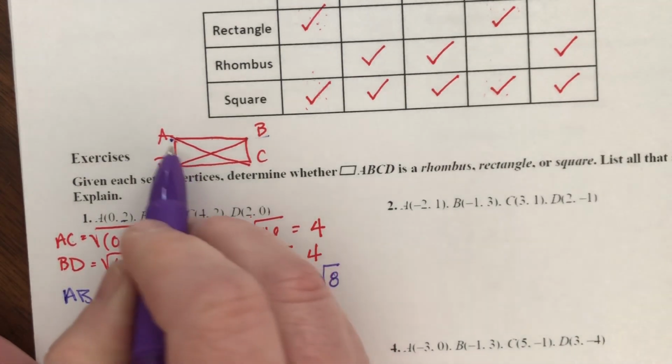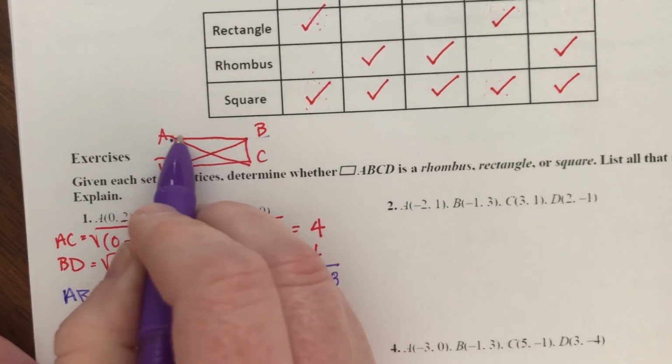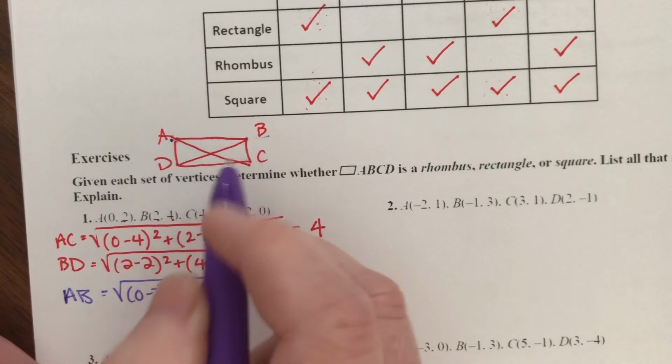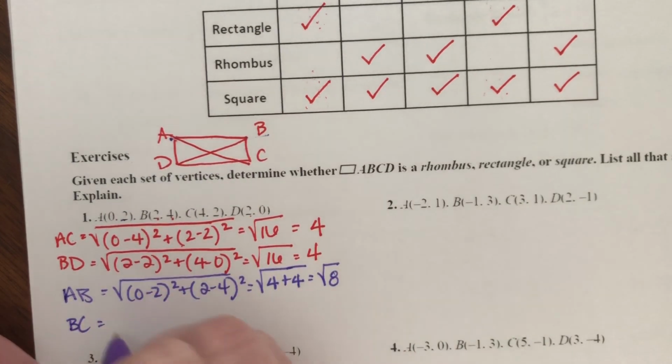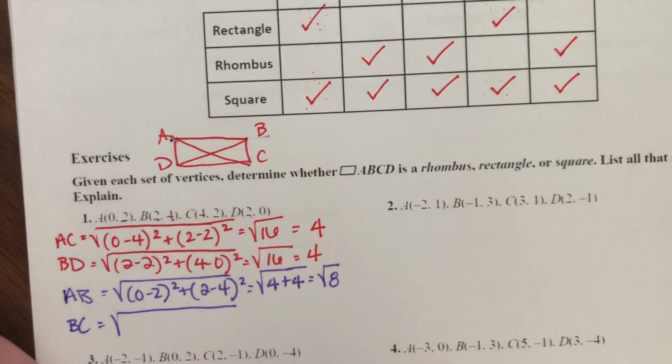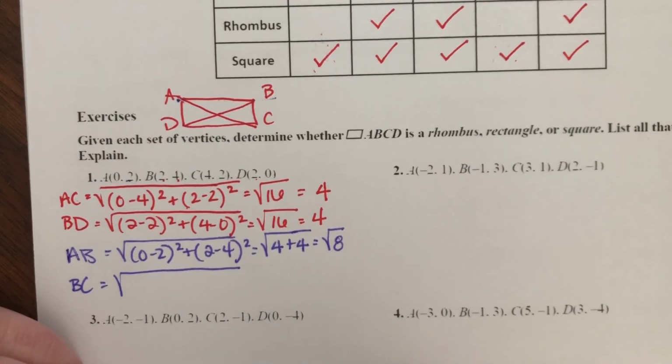Okay, so now I want to compare that to side BC. I know this is square root of 8, but what about this side? If it's square root of 8, then I know this is a square. If it's something other than square root of 8, then I know it's a rectangle. See how that kind of works?